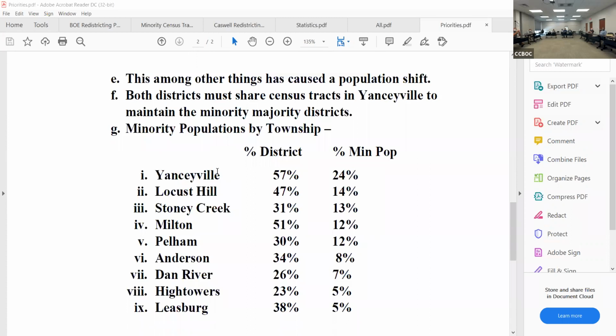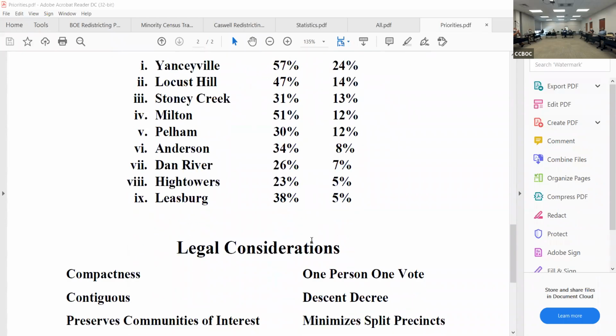And I'll show you the minority populations by township. If you look at the percent of minority population as it relates to the total minority population within the county, you can see that our top 5 minority populations exist in Yanceyville, Locust Hill, Stony Creek, Milton, and Pelham. Therefore, you would not be surprised to see the minority districts form in those areas.